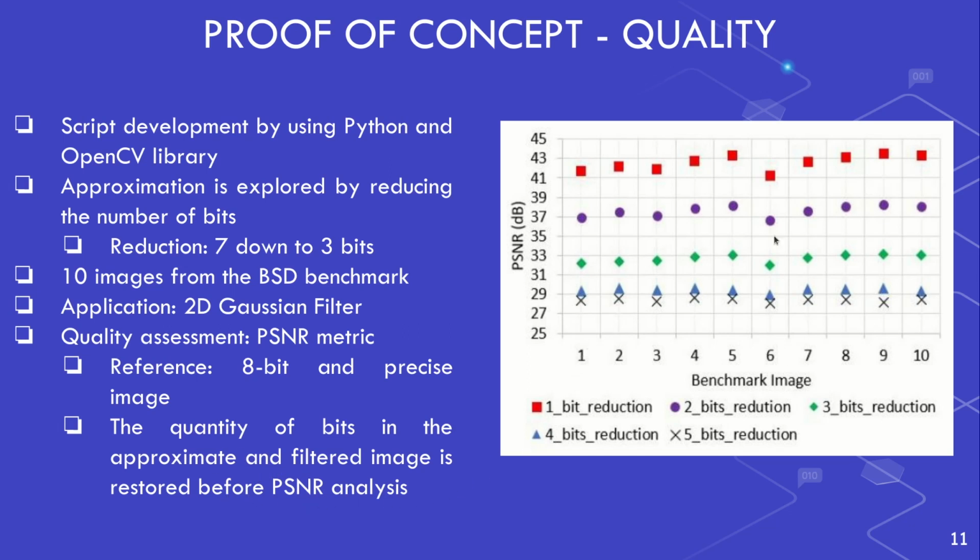And in this graph we can see, for the 10 different images of the benchmark under analysis, that when we use 5 bits of reduction we have about 28 dBs. And when we use 1 bit reduction, we have the maximum quality point of 43 dBs. So here we can see that we can explore different points of quality according to the number of reduced bits in the filter.